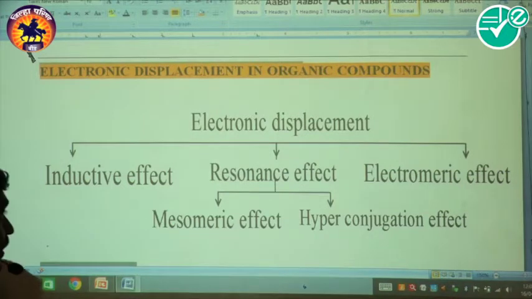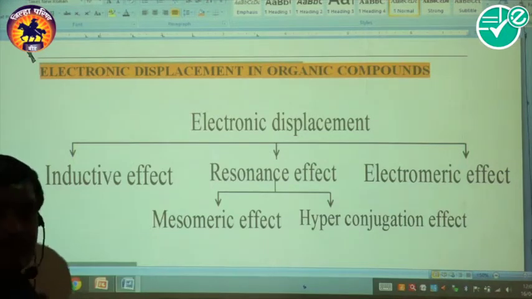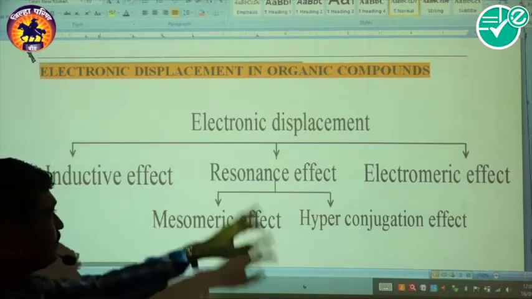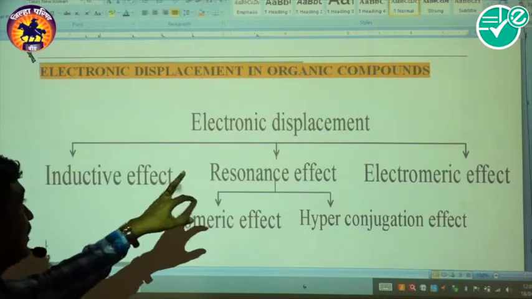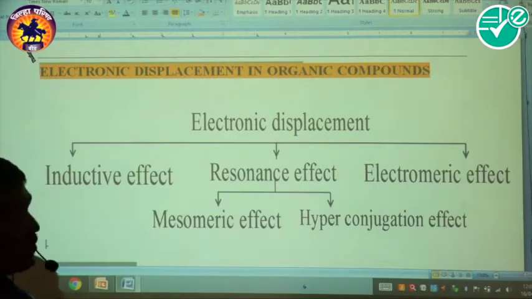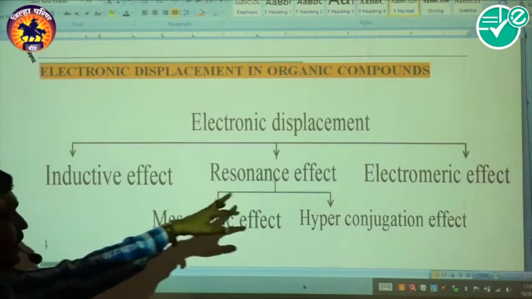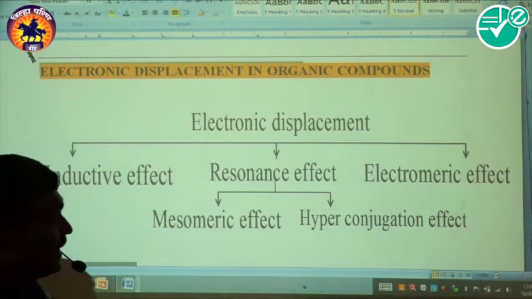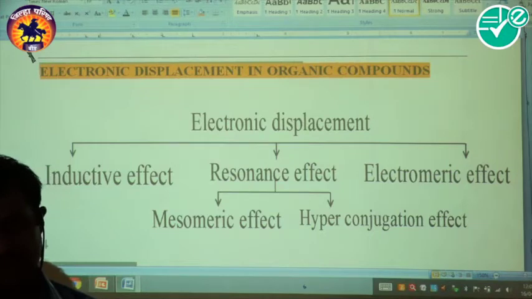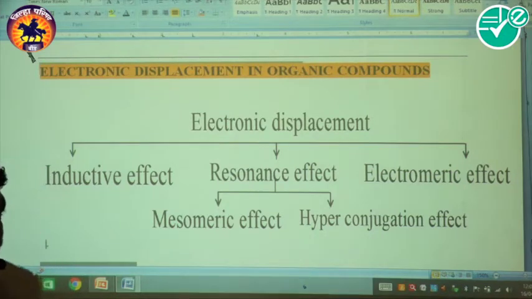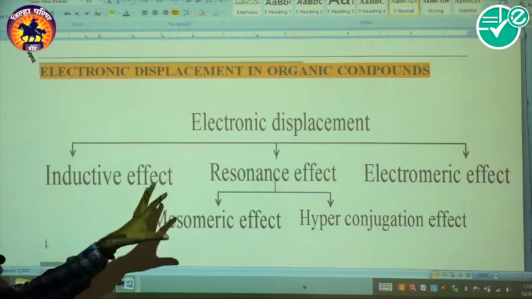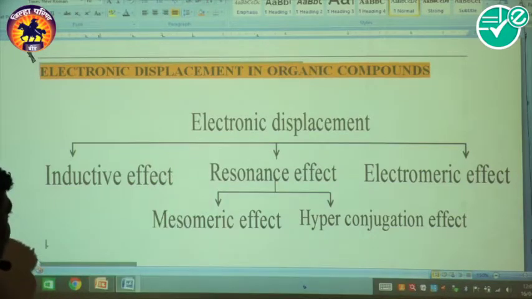So look at here, what happens in electronic displacement? Basically, three types of displacement are to be observed. One of them is inductive effect, then resonance effect, and electromeric effect. So firstly, we have to discuss the first effect which is observed due to the electronic displacement, that is called the inductive effect.